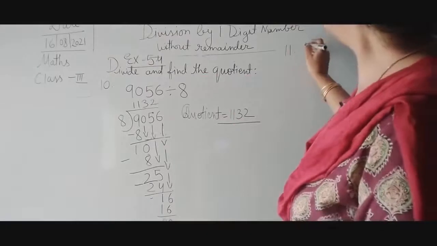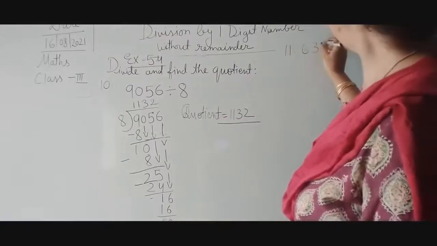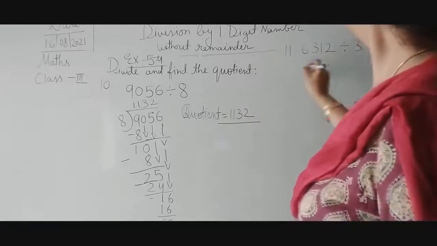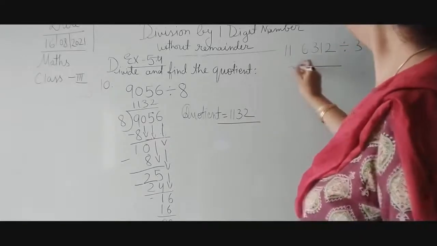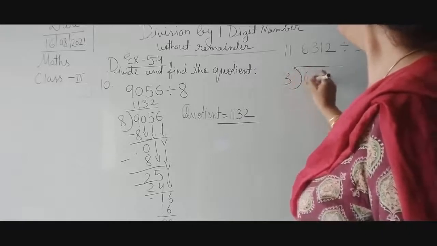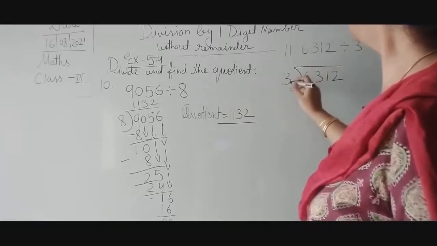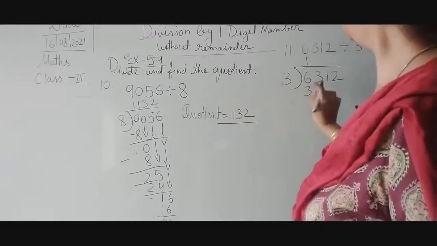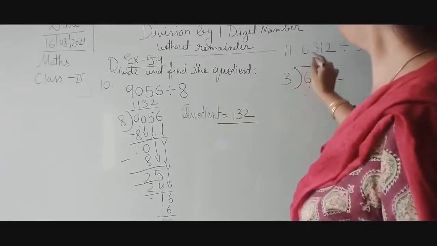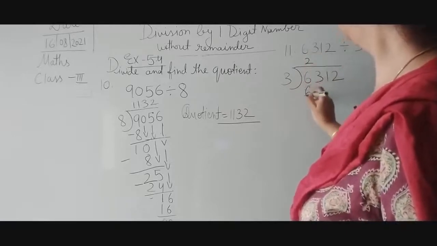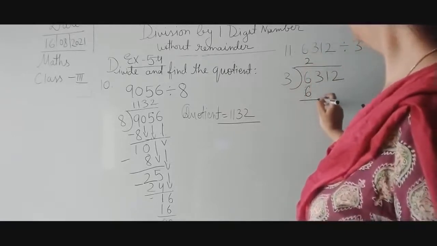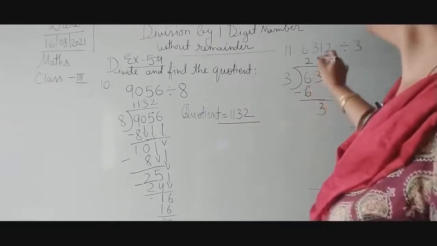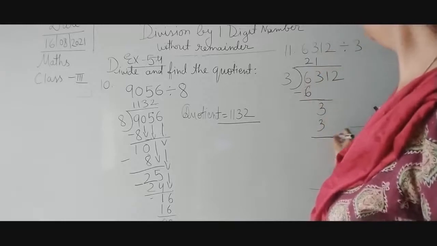This is 6312 divided by 3. So children, let's start doing 6312. First of all we will tell the table of 3 one time. We will tell the table of 3 two times because 6 is there. So 6 will be subtracted, we will get nothing, then again 3. So 3 ones are 3, we will get.